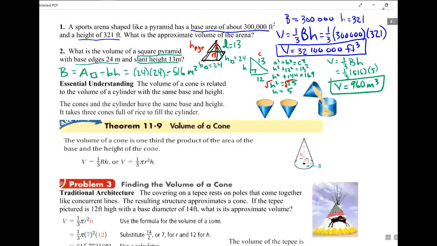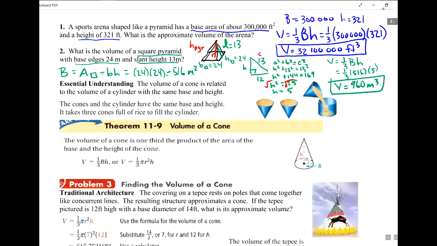All right, number 2, what is the volume of a square pyramid with base edges and slant height is what we're given. So I sketched myself a little square pyramid here, and I know the base length of my square base is 24. So I can find the area of my base, which is just the area of a square. I get 576 meters squared, and I'm given slant height, but I want the height of the pyramid. Make sure you label those on your diagram so you know which one you're looking for.